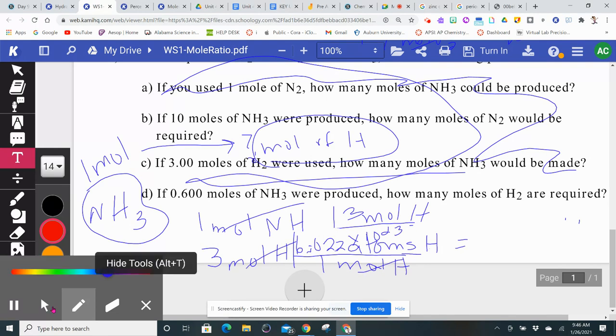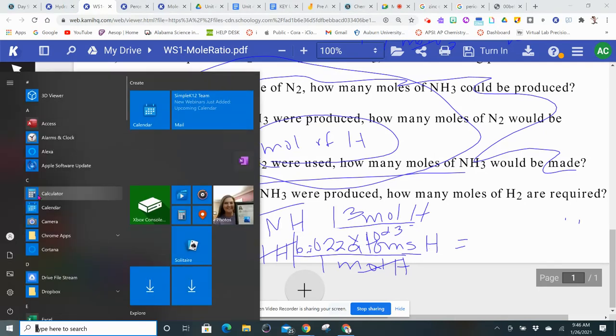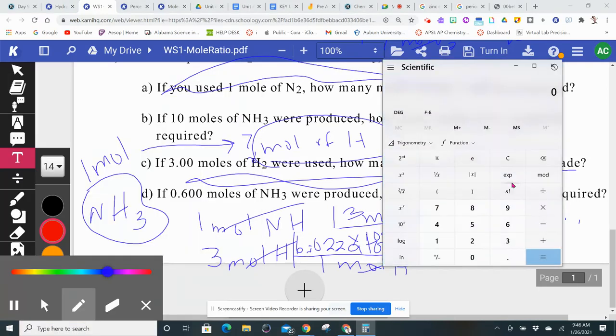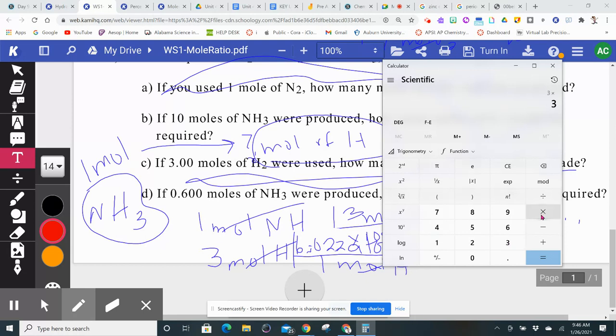So then I would just take 3 times 6.022 times 10 to the 23rd, and that would tell me how many atoms there are. 3 times 6.022 EXP 23. Whew, I can't believe they gave me that in actual, hold on. Did I do that right? Yeah, I don't think I did that right. 3 times 6.022.